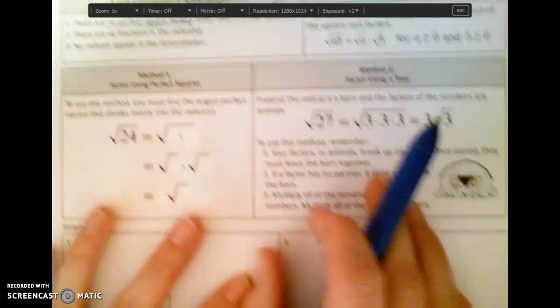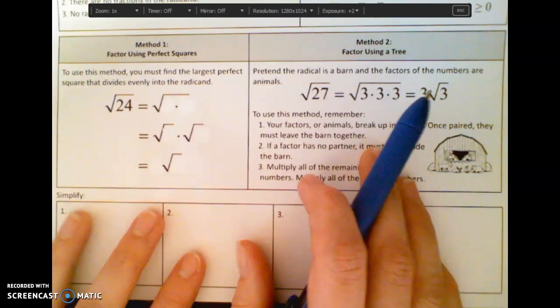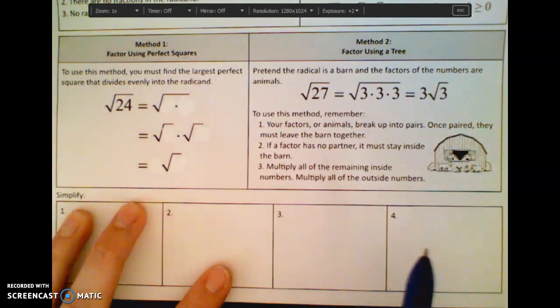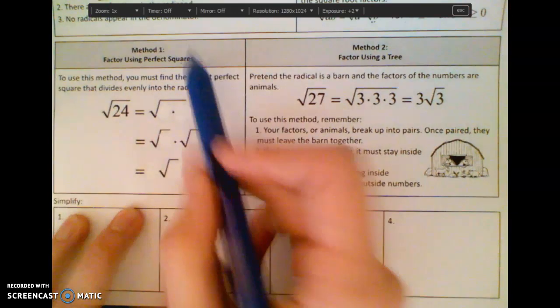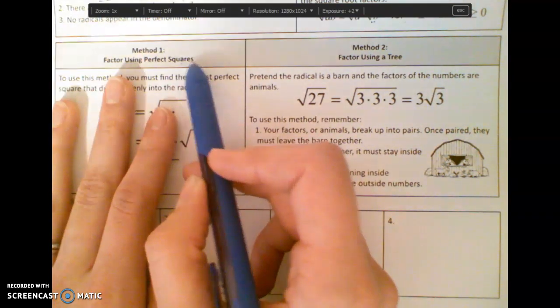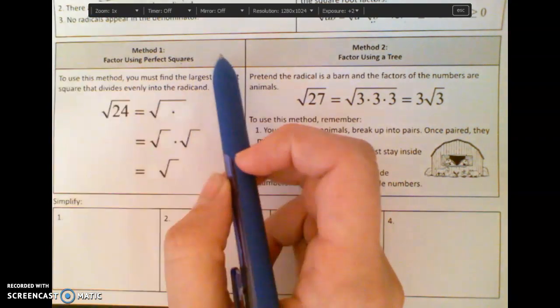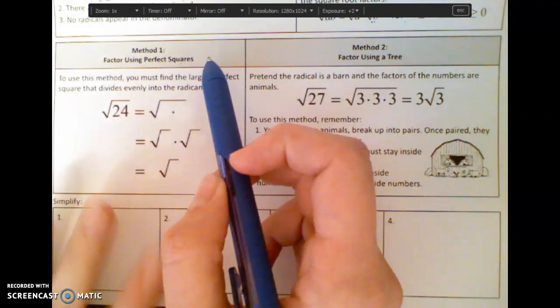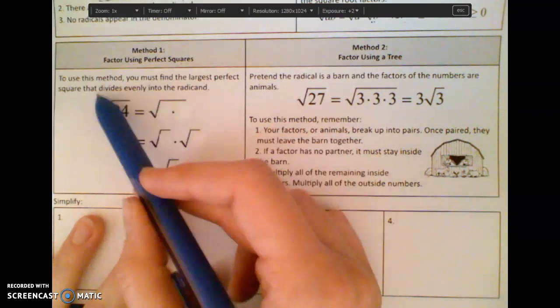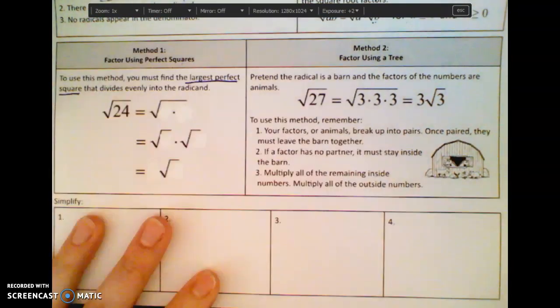So I'm going to teach you two methods to use. You choose whichever one you like, and I will show you how to use both of them for every single example we do. So method 1. This is factoring using perfect squares. Well, that requires you to know those perfect squares that we talked about at the top of the page. So here's how we do this one. To use this method, you must find the largest perfect square that divides evenly into the radicand.